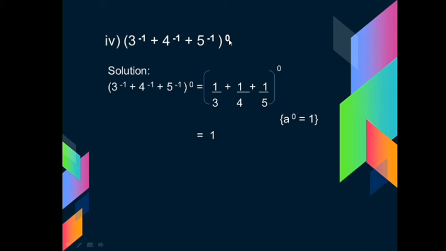Now you can notice that if a whole is raised to the power 0, it means 0 is the exponent for all these numbers, and if 0 is given as an exponent, then the answer will be 1 only. But first we will simplify it.